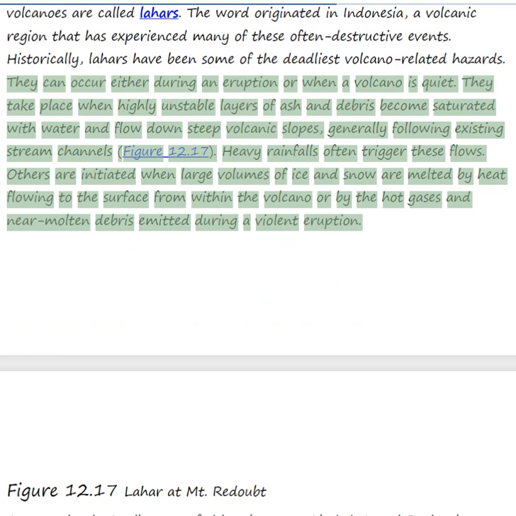They take place when highly unstable layers of ash and debris become saturated with water and flow down steep volcanic slopes, generally following existing stream channels. Heavy rainfalls often trigger these flows. Others are initiated when large volumes of ice and snow are melted by heat flowing to the surface from within the volcano, or by the hot gases and near molten debris emitted during a violent eruption.